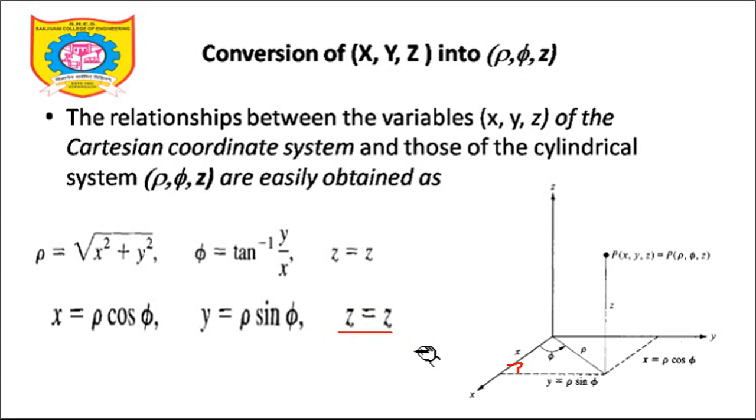So right now we'll stop our discussion about the cylindrical coordinate system. In the next lecture we'll talk about the spherical coordinate system. By that time, you just try to understand the differences and how the Cartesian coordinate system is converted into cylindrical and cylindrical into Cartesian. We already know that.